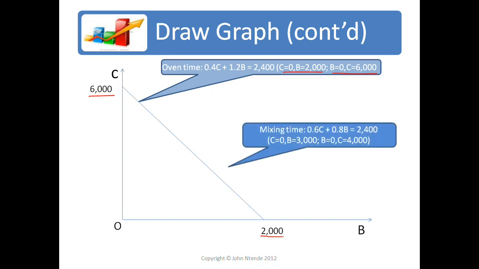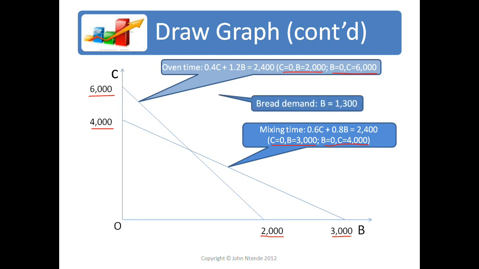Next, we draw the line for mixing time. Now we're told the points C is equal to 0 and B is equal to 3000, and B is equal to 0 and C is equal to 4000 lie on that line. So we plot the points. This point here is the point B is equal to 0 and C is equal to 4000, and this point is C is equal to 0, B is equal to 3000. So you join these two using a straight line. You use a ruler and pencil and join the 2 points. So that's the line for mixing time.